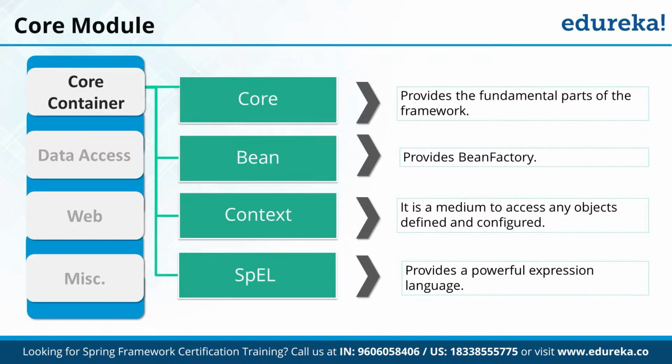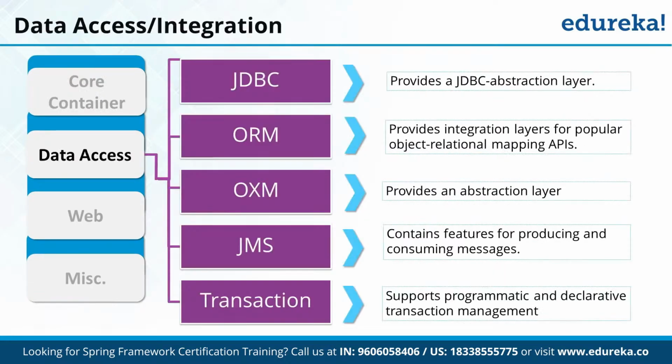We got the context. It's a medium to access any objects defined and configured. Then we got Spring expression language. Spring expression language is one of the powerful expression languages through which we can do a lot of stuff over here. Then we got data access. So guys, data access deals with the backend part, the database part. We got JDBC. So we got a JDBC abstraction layer which we can use.